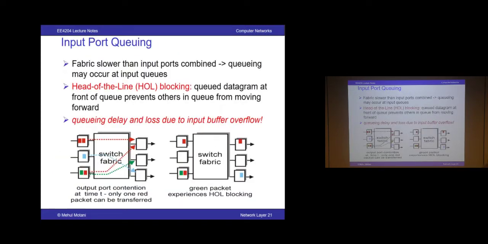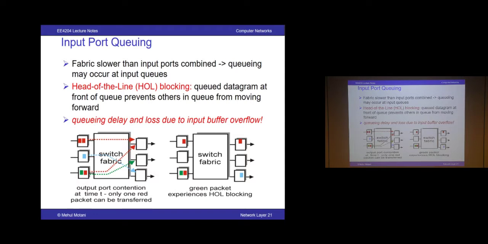The bigger, more fundamental problem I'm talking about is input port queuing. I told you that if the rate at which you forward packets across the switch fabric is slower than the arrival rate, then you get buildup at the input port buffer. Now the question is, why might that happen? We already saw some ways of speeding it up, but there's something you cannot fundamentally change, which is if there's a request for the same output port.